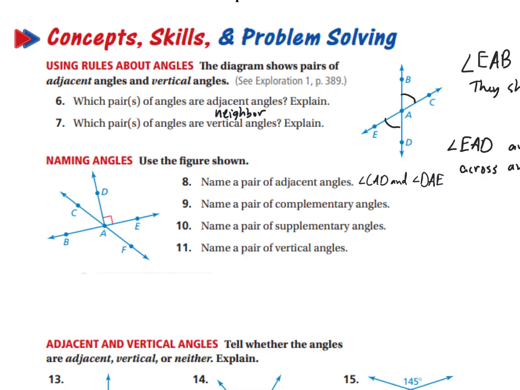For complementary, I'm looking for two angles that would give me a right angle. I know that this angle is right, meaning this angle is also right. If I look, that right angle is made up of two parts, BAC and CAD. If I put those two angles together, I get this full right angle.